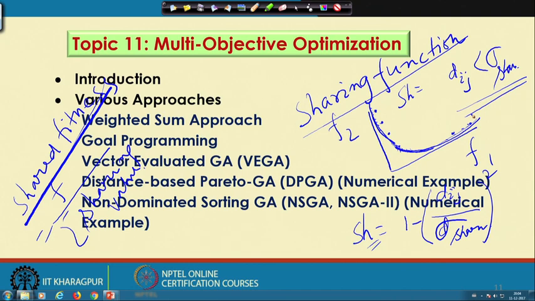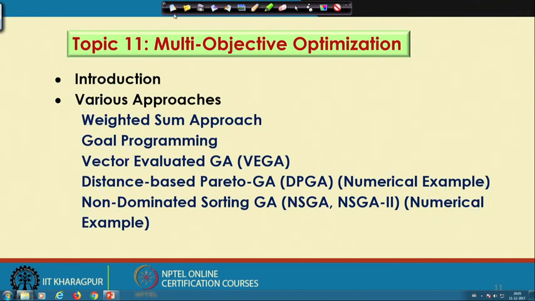This particular method has been used in NSGA, but it has a few drawbacks. The drawbacks are that it is computationally expensive, and the user will have to define this sigma share value. Just to make it faster, the concept of sharing has been replaced by the concept of the crowding distance in NSGA 2.